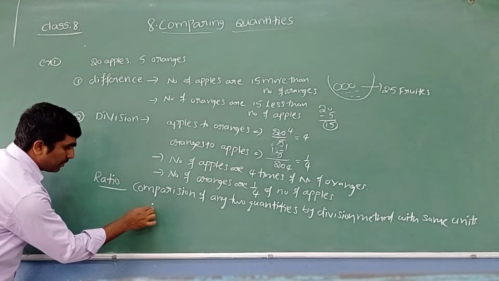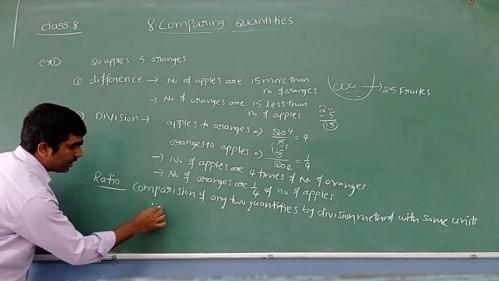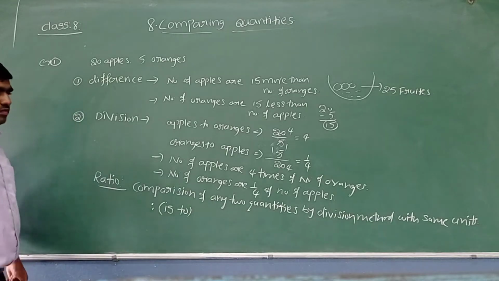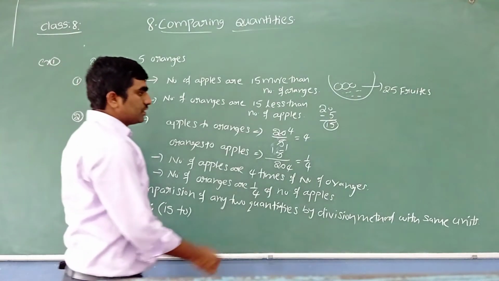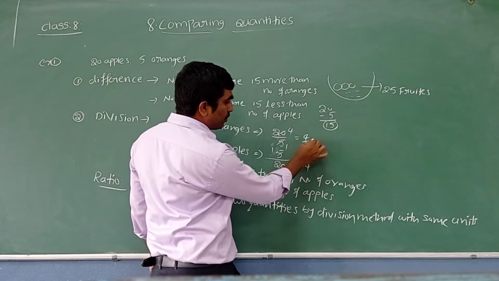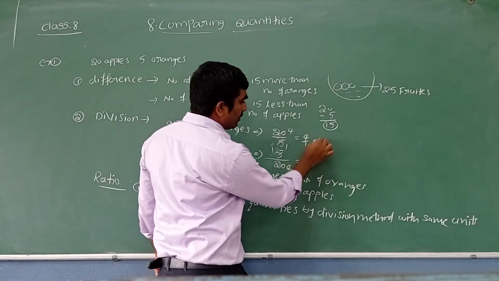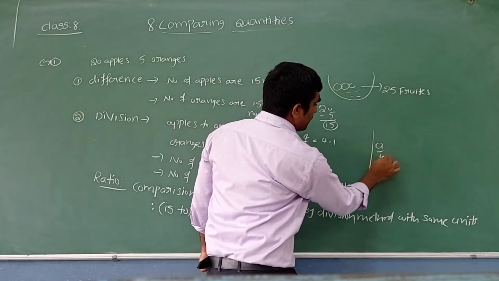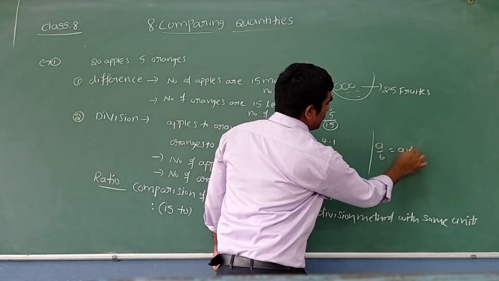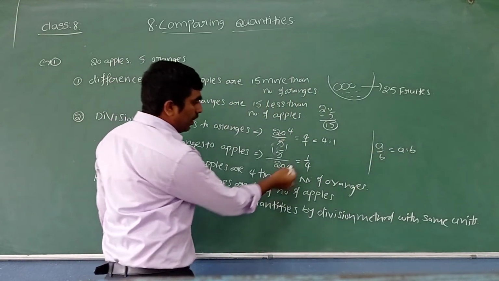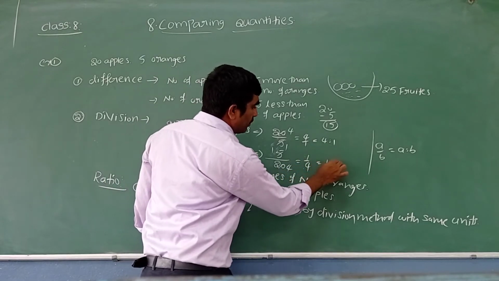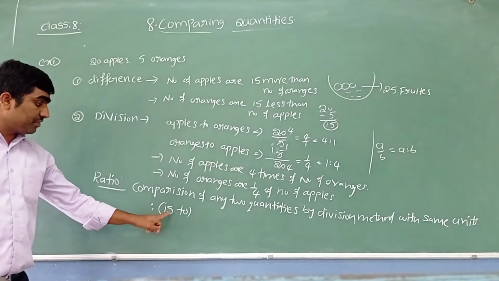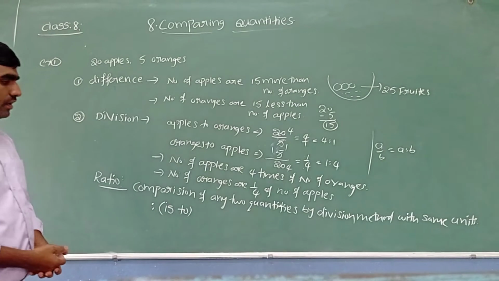And this is the symbol of a ratio. How can we read this symbol? We read it as 'is to'. This 4 we can write as 4 by 1, like 4 is to 1. Suppose we have A by B, we can express it as A is to B. How can we write this 1 by 4? We can write 1 is to 4. This is the ratio symbol. We read it as 'is to'.